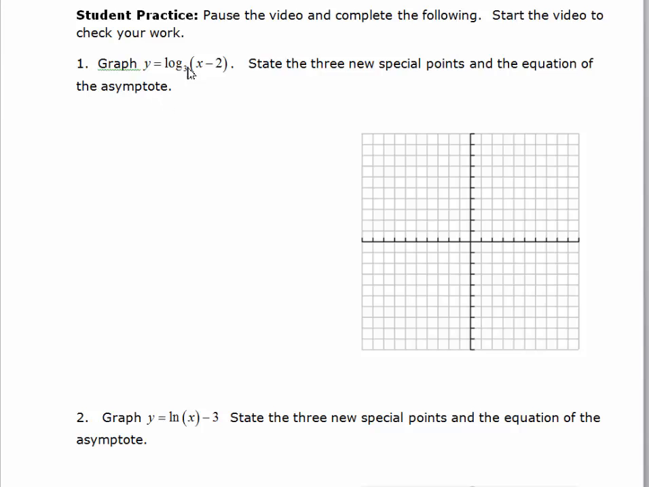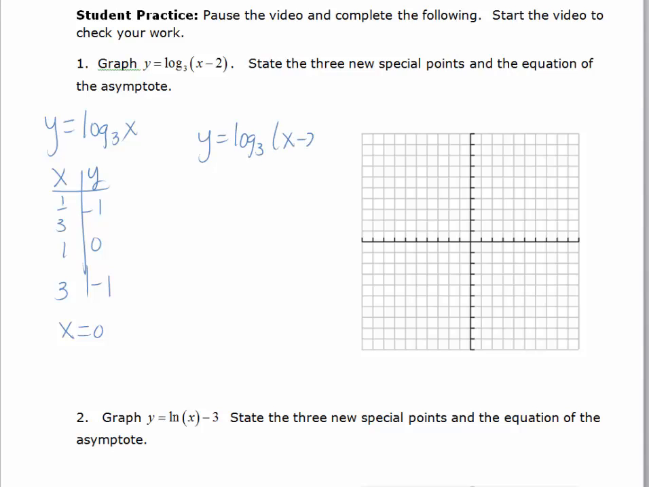Alright, let's graph y equals the log of x minus 2, base 3. First, I want to graph, or at least list the ordered pairs for, y equals the log base 3 of x. So I'm going to have 1/3, negative 1; 1, 0; and 3, negative 1... and an asymptote of x equals 0. For y equals log base 3 of x minus 2, we're going to shift this to the right, so we're going to add 2 to each x.